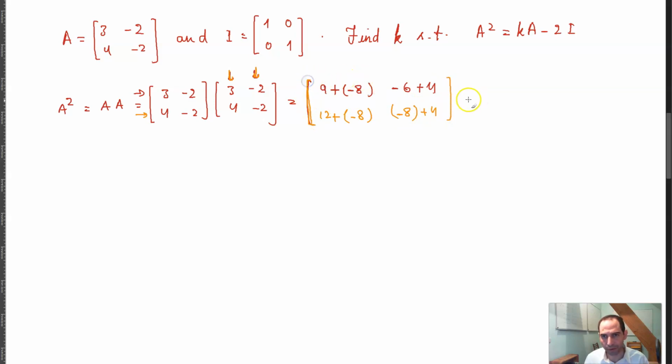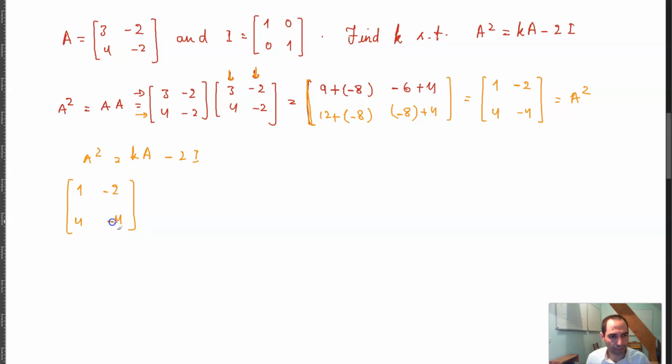And adding all of these together, I get 9 minus 8 is equal to 1. Negative 6 plus 4 is negative 2. 12 minus 8 is equal to 4. Negative 8 plus 4 is equal to negative 4. That is equal to A squared. So now here we have basically A squared is equal to K times A minus 2 times I. A squared is this matrix 1, negative 2, 4, negative 4.